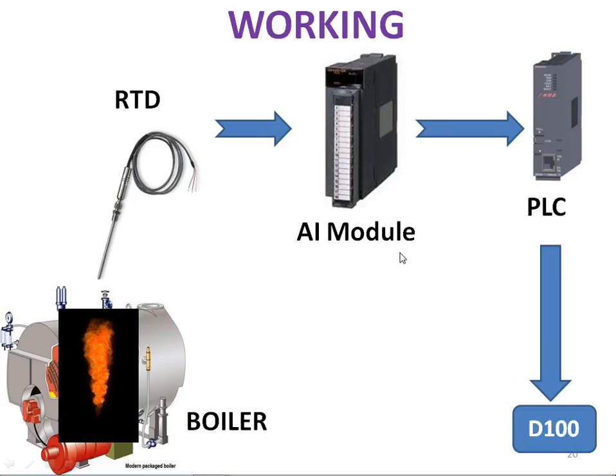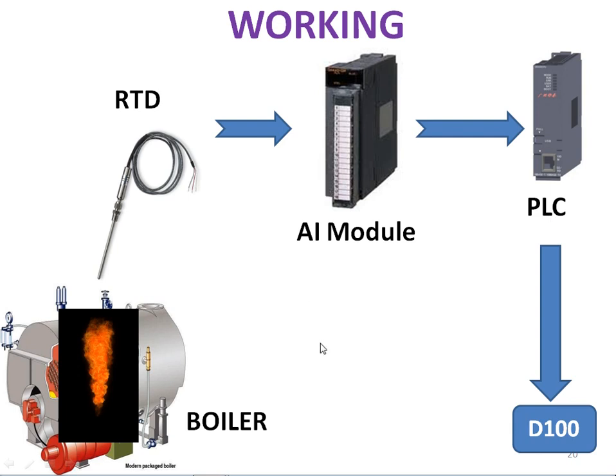Let us discuss the working of the temperature measuring systems. Here I am using an RTD to sense the temperature of the boiler. This RTD is connected to an analog input module, and this analog input module is communicating with the PLC. D100 is a sample memory location which is available inside the CPU. Here I am mentioning PLC, but it may be a microcontroller or a microprocessor.